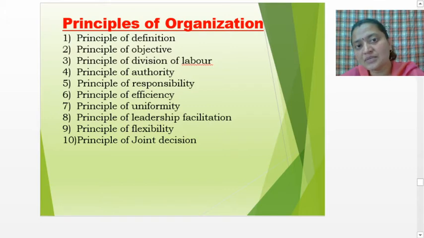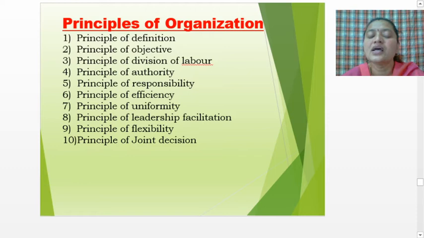And next we can see the principle of responsibility. What responsibility is given to the lower level management? Suppose the top management has the authority or position, he will give whatever responsibility and tell what work to do to the middle level management or lower level management. So that responsibility has to be given.